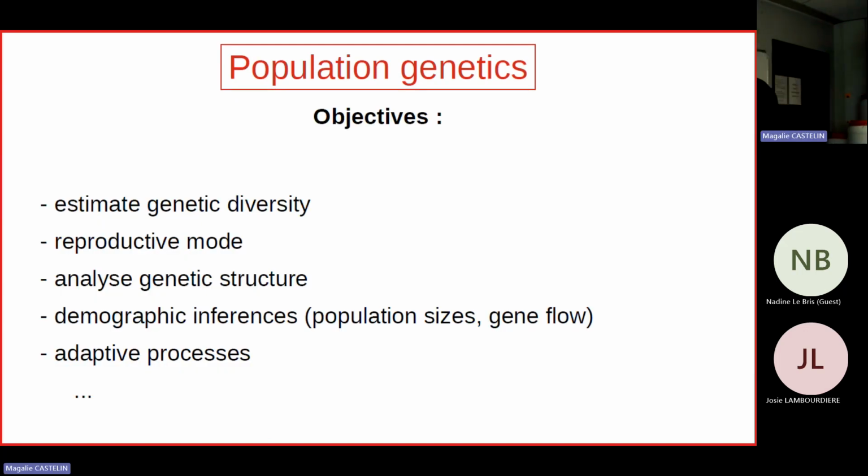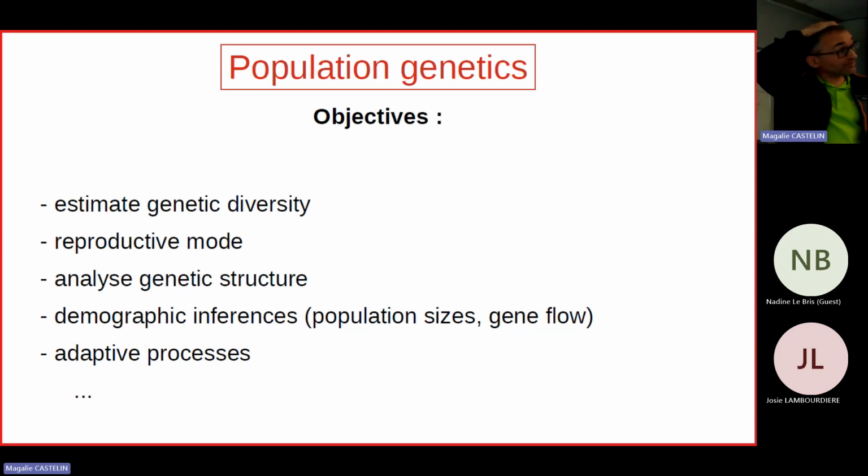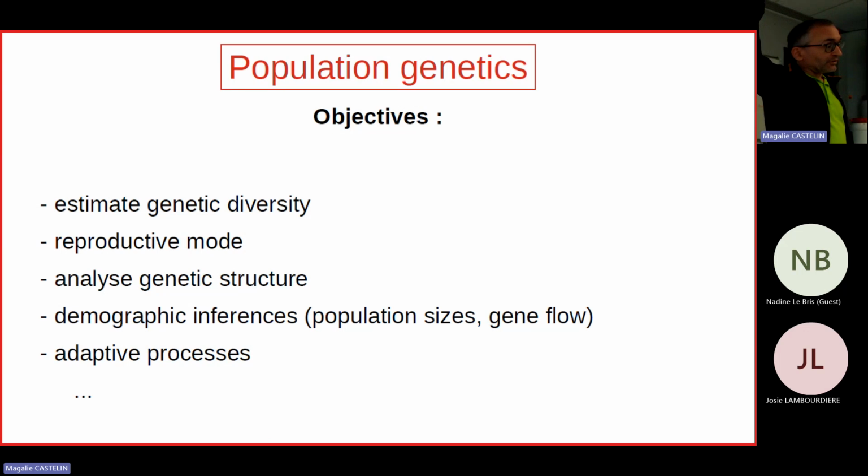So what are the objectives of population genetics? Again, it's very crude, it's very synthetic, but for example, you can use this to estimate genetic diversity, which is important because that's what I always say to my students and what we could say to some politicians in some cases. When you talk about biodiversity, to preserve biodiversity, in biodiversity, there is also genetic diversity.